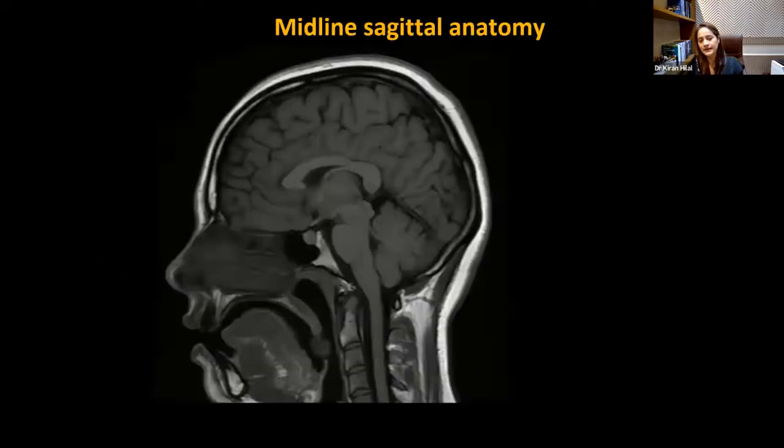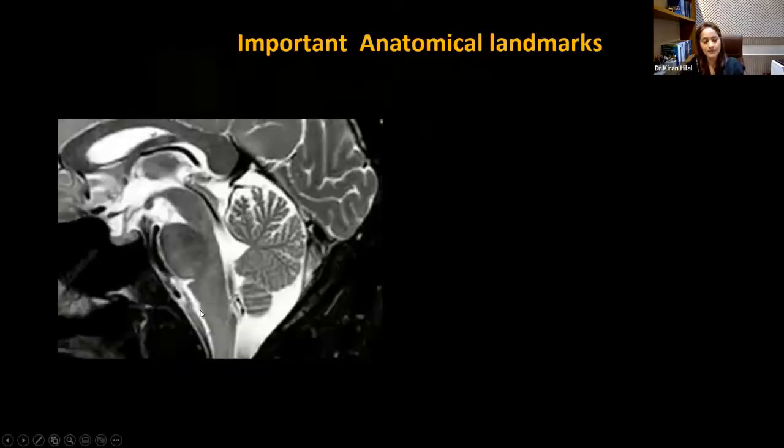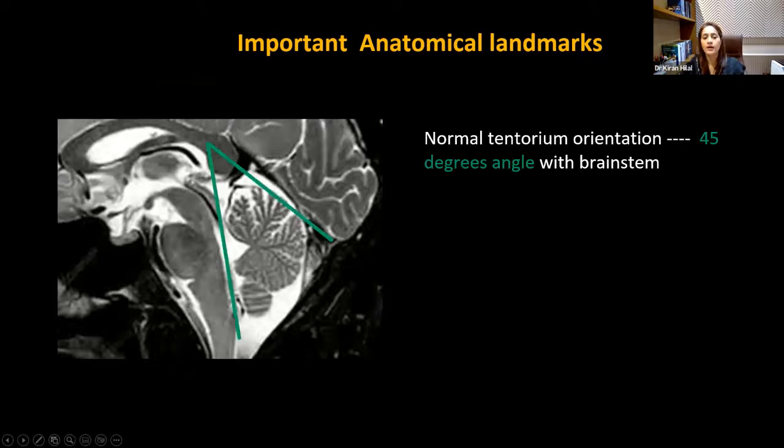So this is the area we have already discussed. Now let's focus on this area. Let's have a magnified view of it. So again, your corpus callosum, your brainstem, and the vermis are here. So let's talk about the anatomical landmarks for normal tentorium orientation.